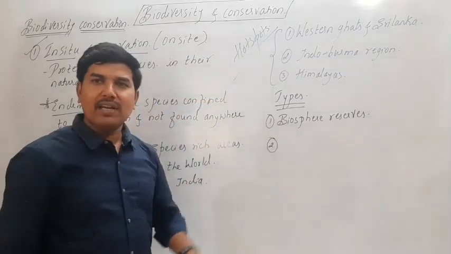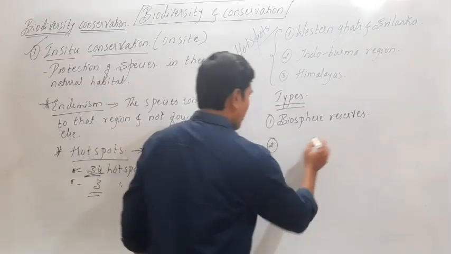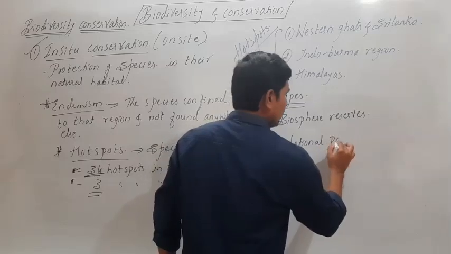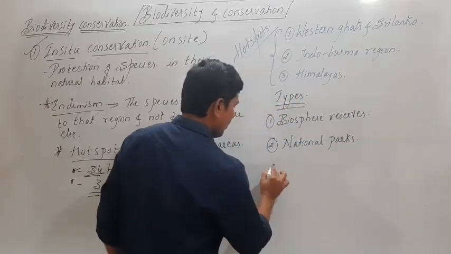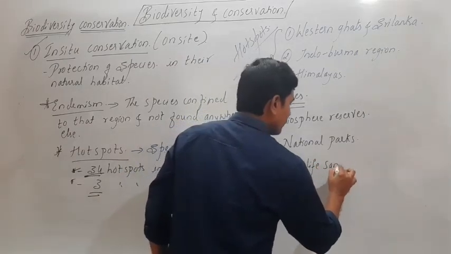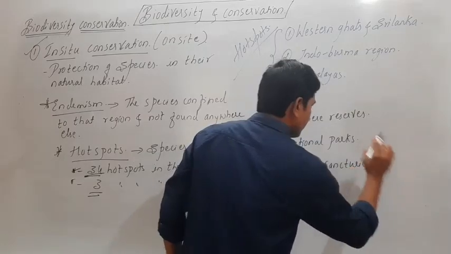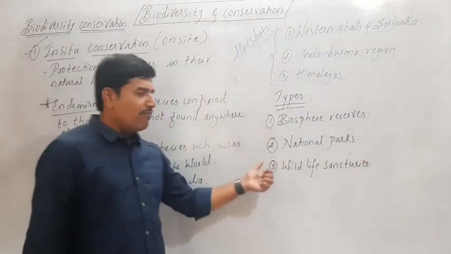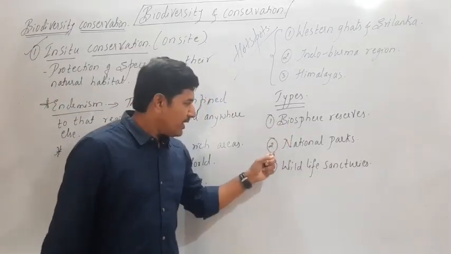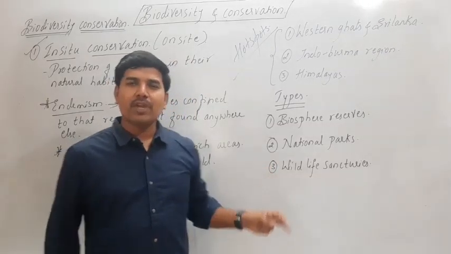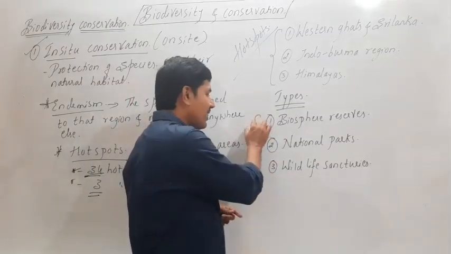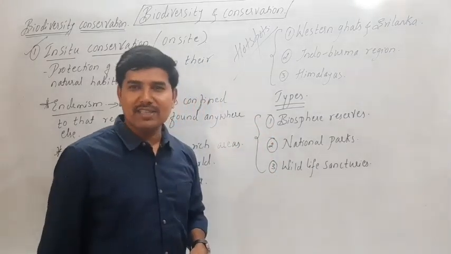Okay, for example, the Nilgiri Biosphere Reserve in India. Then the second one is national parks. And the third one is wildlife sanctuaries. Now these are the different types of in situ conservation. That means in biosphere reserves, national parks, as well as wildlife sanctuaries, we are giving protection to the wildlife in their natural habitat. That's why these three are examples of in situ conservation.